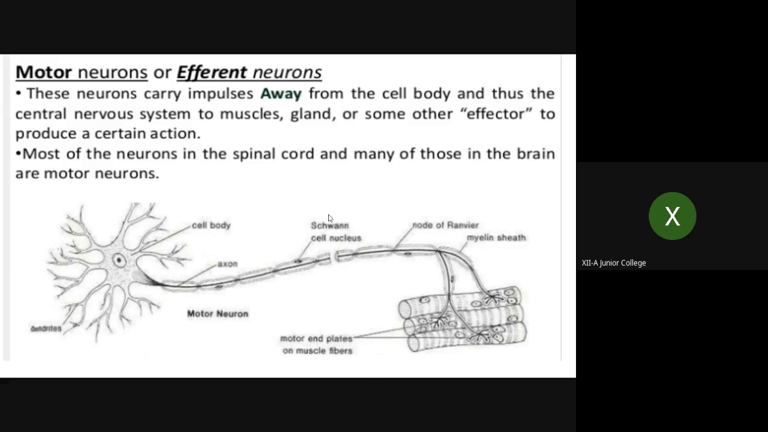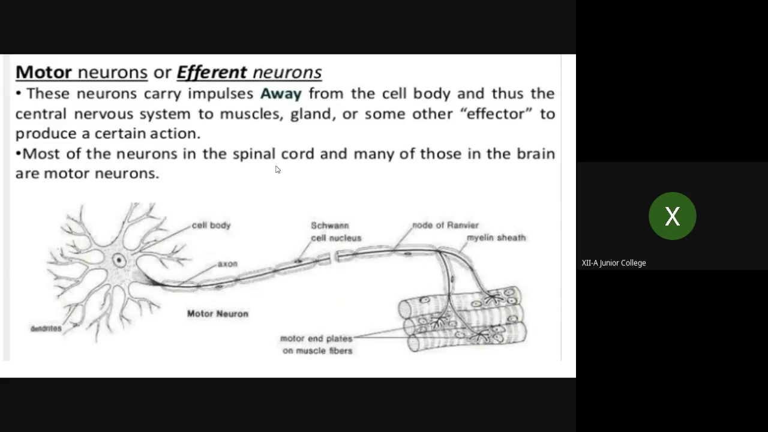So for these motor neurons, whatever information is received by the afferent neurons to the central nervous system, that central nervous system, the brain or spinal cord or whatever the cell body of any of this will transfer this information to the effector, and so they are called efferent. Efferent means they are moving away from the central nervous system to the effector, wherever that effect is to be shown, so to produce a certain action.